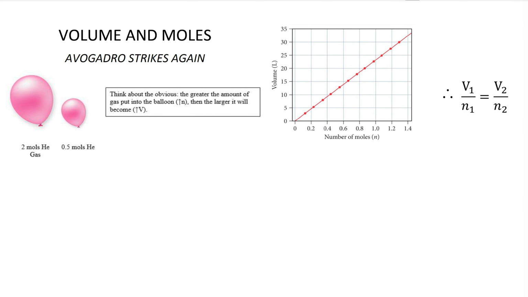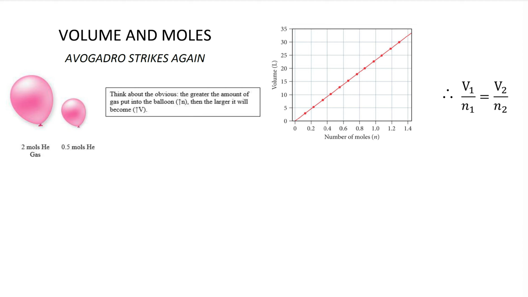Now we're going to talk about the volume of gas and the moles of gas and how they are related to one another. This concept, just think about blowing up a balloon. The more air you put into the balloon, it expands and gets bigger. So the moles of gas and the volume of gas are directly proportional. That's the relationship. This relationship is called Avogadro's law.